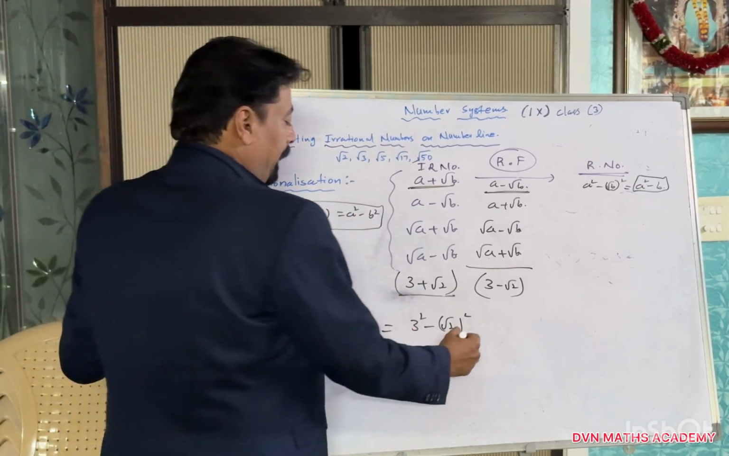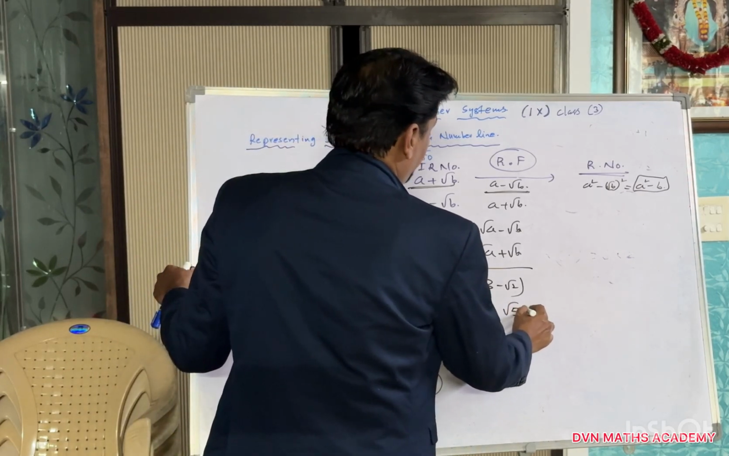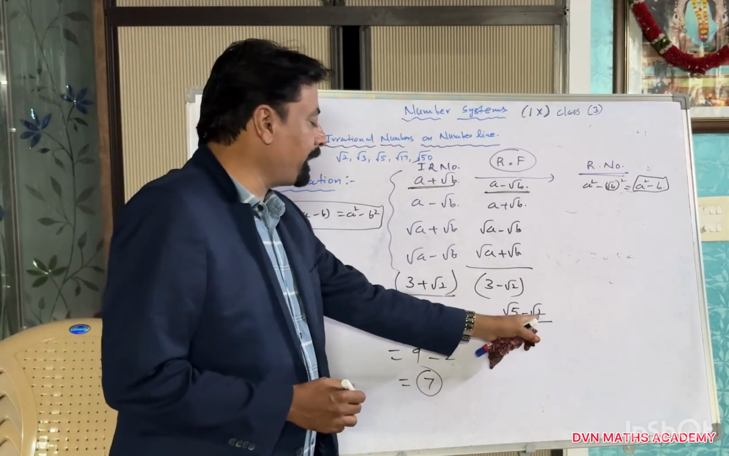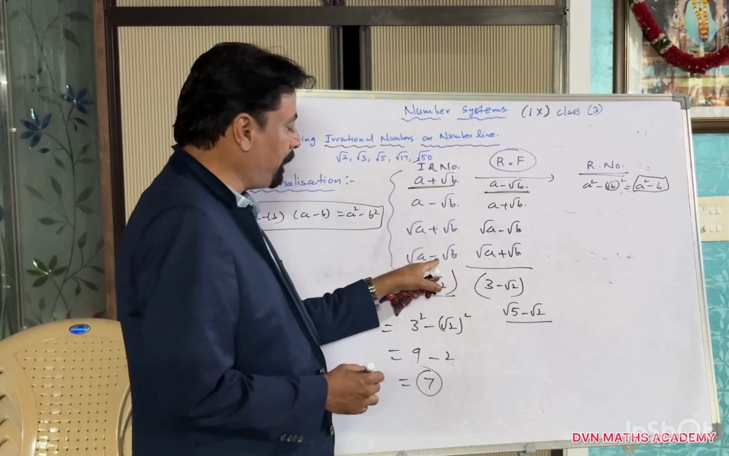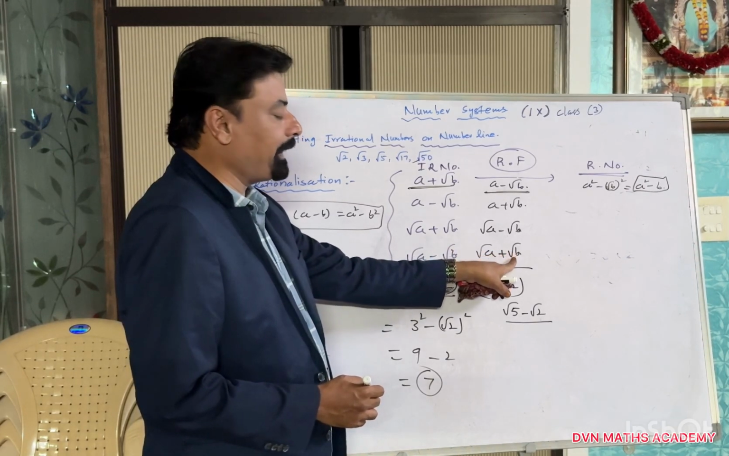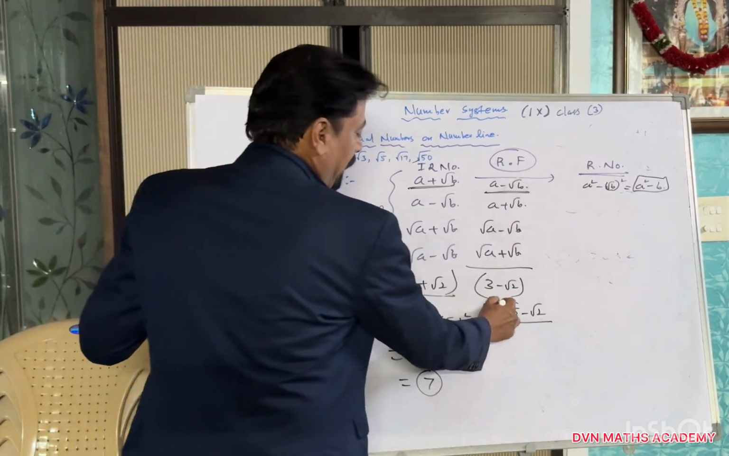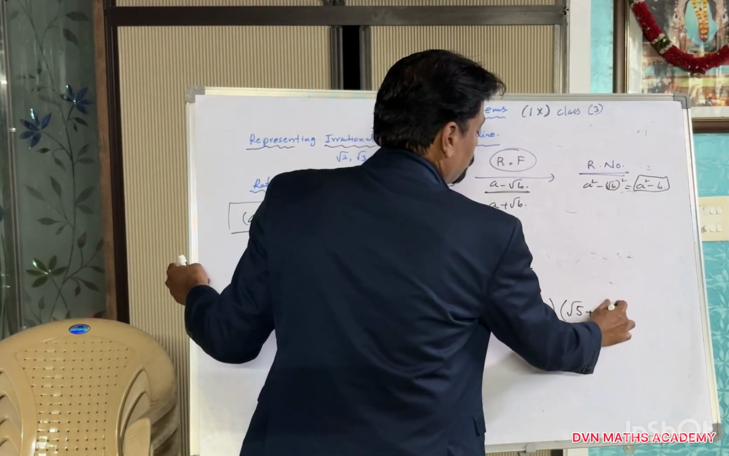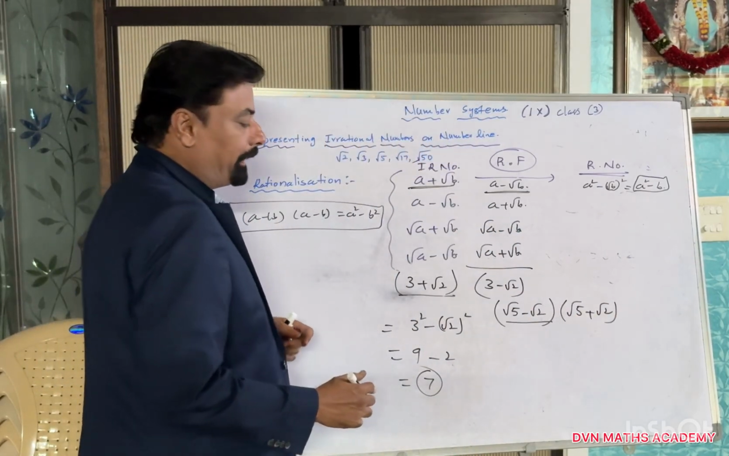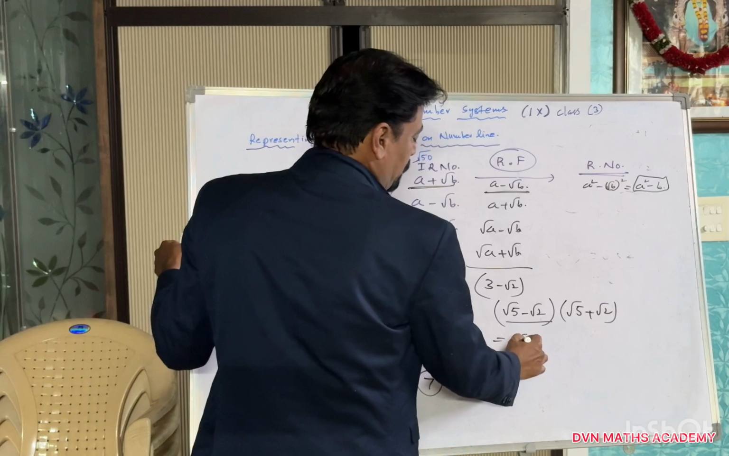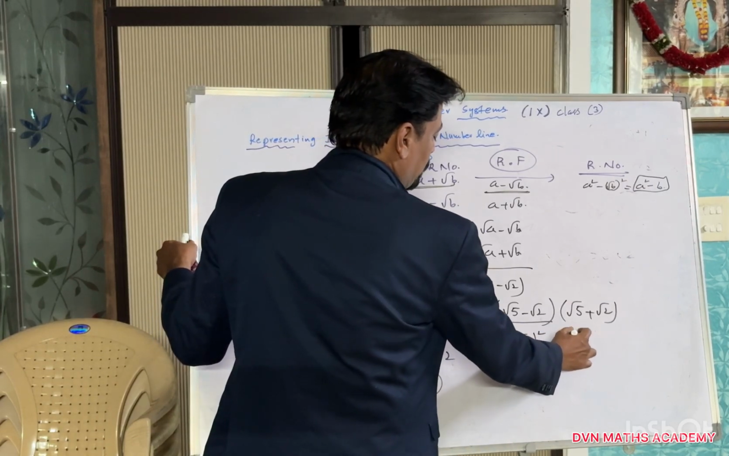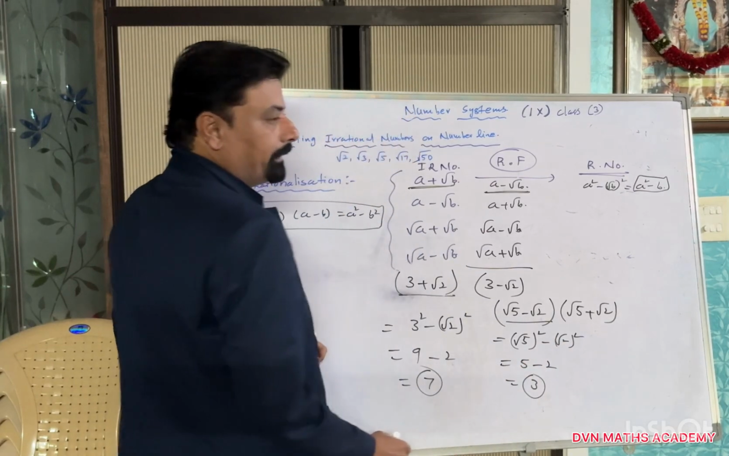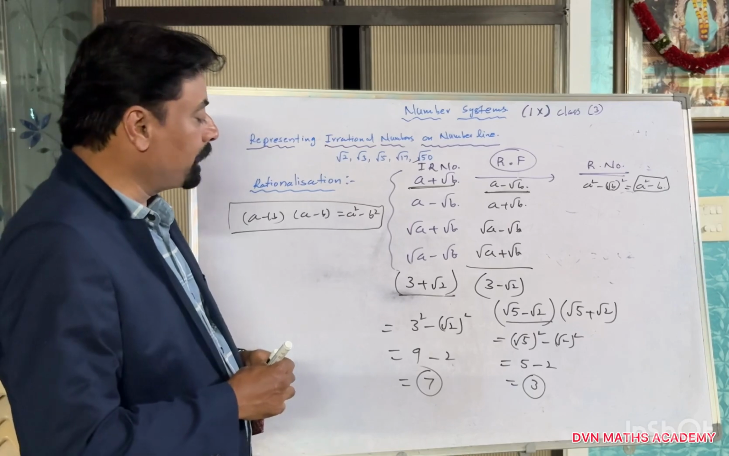Here is another example: root 5 minus root 2. This is also an irrational number. What is the rationalizing factor? This is in the form of root a minus root b, so the rationalizing factor is root a plus root b. Therefore, the rationalizing factor of root 5 minus root 2 is root 5 plus root 2. Again, apply the algebraic identity: a square minus b square means root 5 whole square minus root 2 whole square. Root 5 whole square is 5, root 2 whole square is 2, so it becomes 3. Therefore, 3 is a rational number.